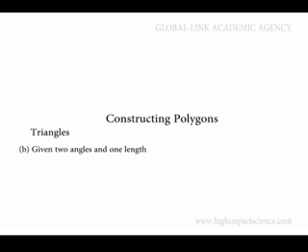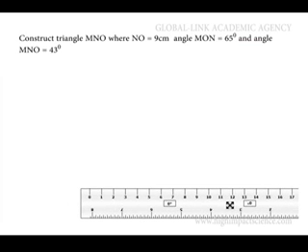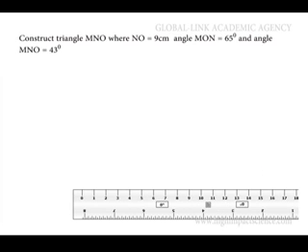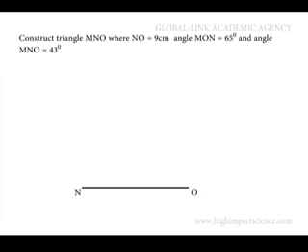The next triangle is when given two angles and one length. We will construct triangle MNO, where NO is equal to 9 centimeters, angle MON is equal to 65 degrees, and angle MNO is equal to 43 degrees. We start with the line 9 centimeters. That is NO.